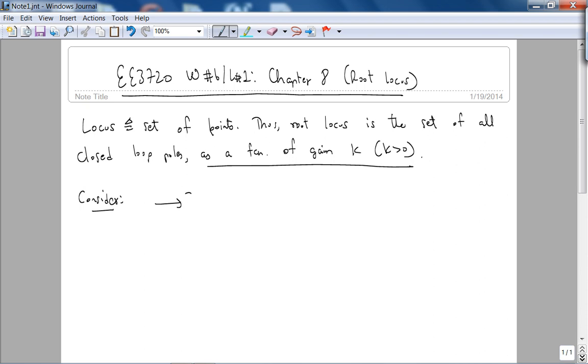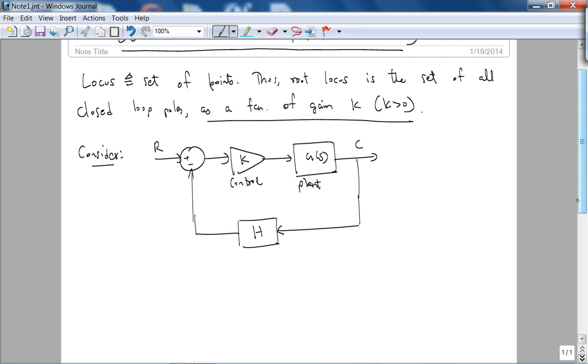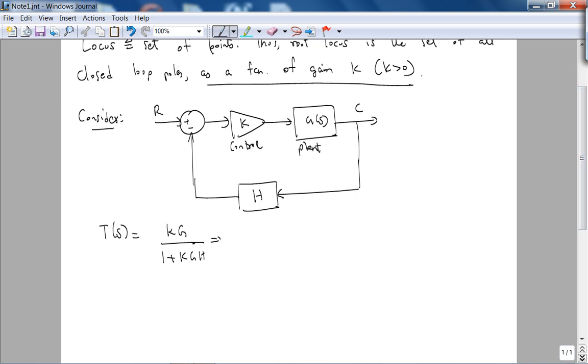our unity feedback system. So here is our R. Here is our control, which is simply a gain K, which goes to a plant G of S. That's our plant. And then we have a feedback gain as well, H. So T of S, let's look at the closed loop transfer function. It should be KG over 1 plus K times G times H. But this implies that poles of T of S must satisfy, this is obvious, 1 plus K G of S H of S equals 0, the roots of the denominator.